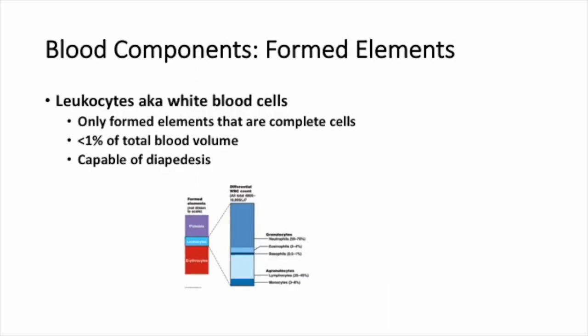So since we've already talked about erythrocytes, let's take a few minutes and talk about the other formed elements or living cell components in the blood. So the next category we're going to talk about are leukocytes. And this is the only cell or formed element in your blood that is a complete cell. And what that means is it has a nucleus, has DNA, has organelles. It has everything that a stereotypical cell has within it.